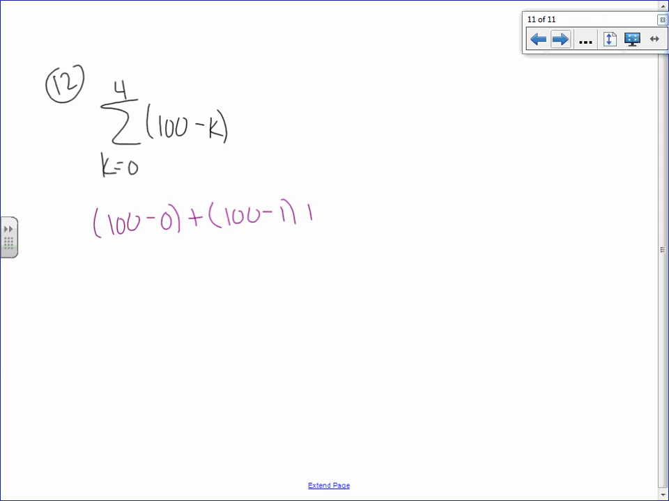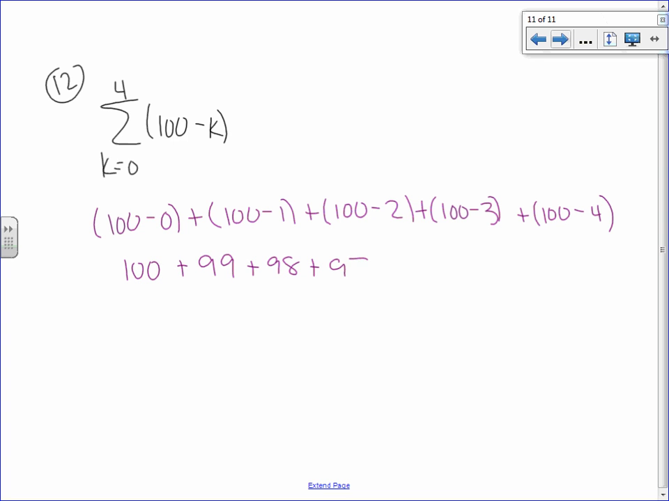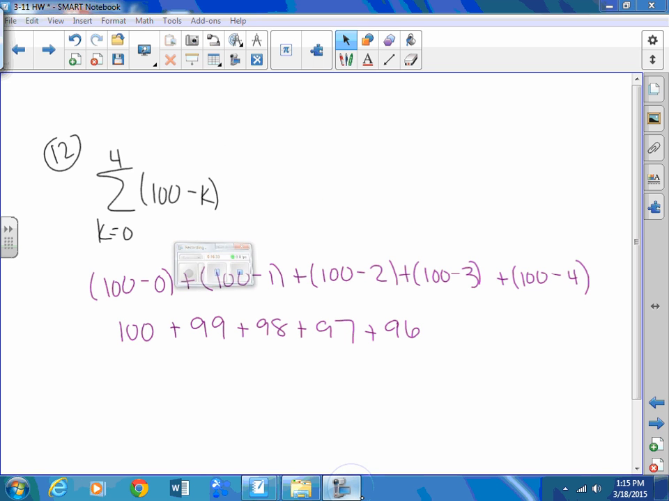And last but certainly not least, number 12. The summation from k equals 0 to 4 of 100 minus k. This looks almost exactly like number 10, except we're starting in different places. So this is going to be 100 minus 0 plus 100 minus 1 plus 100 minus 2 plus 100 minus 3 plus 100 minus 4, which is 100 plus 99 plus 98 plus 97 plus 96. And that is it. We are done. Bingo, bango, bango.